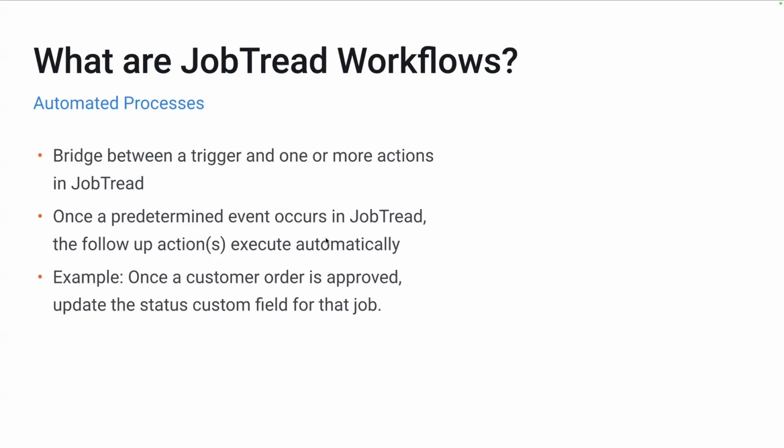Just as an example, once a customer order is approved, we can do something like update the custom status of a job. And that's actually going to be the example we'll use later on. So we'll just keep that in mind.